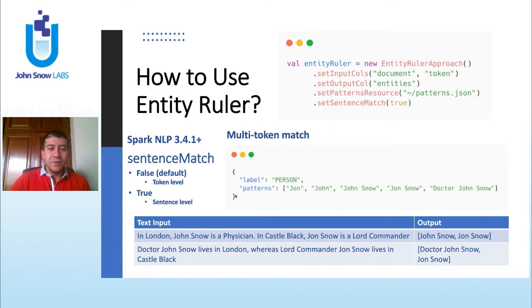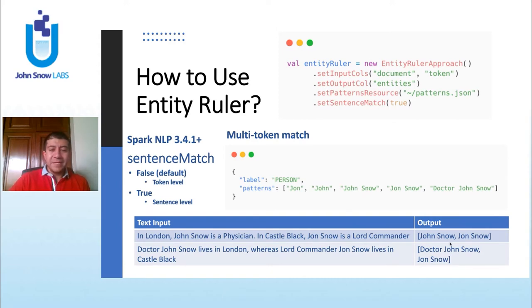This is particularly useful when we want to match multi-token data, such as words with spaces. As we can see here, we have some texts where we want to match multi-tokens, like words with spaces, let's say Dr. Jon Snow, as we define here. In that way, we will get that output, and we will find matches for each sentence that we have. As in this first row example, we have two sentences, and we look for matches in the whole sentence. If we don't set sentence match to true, it will not find a match with the spaces because the patterns will be matched for each token.